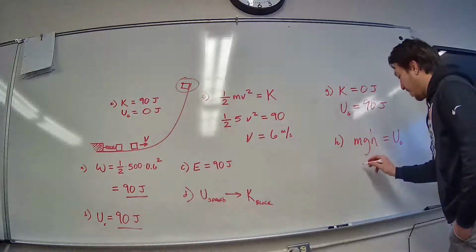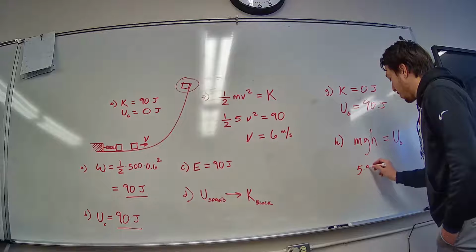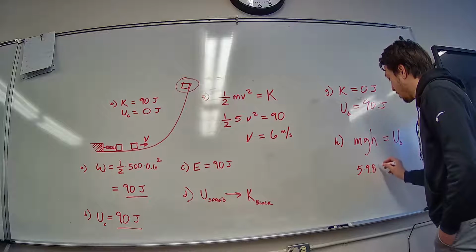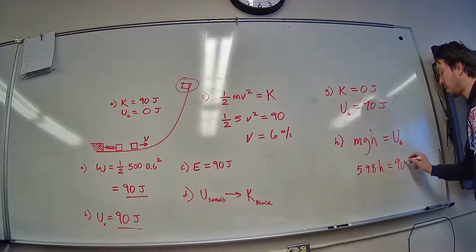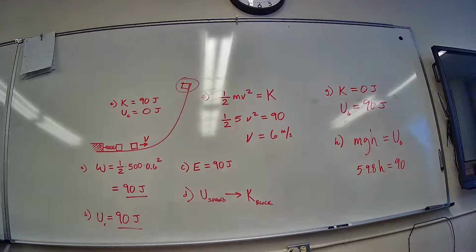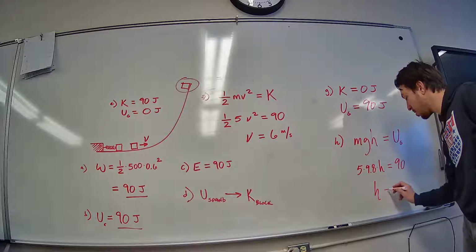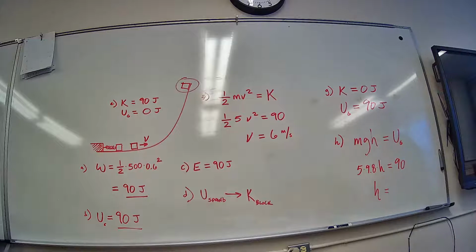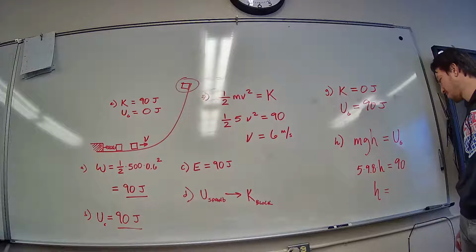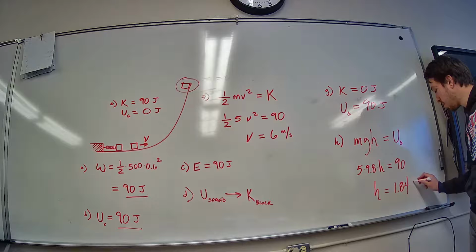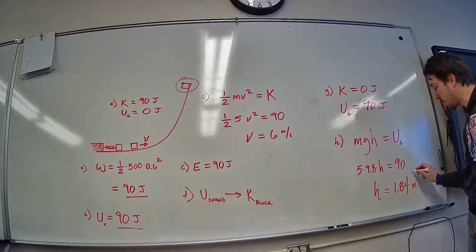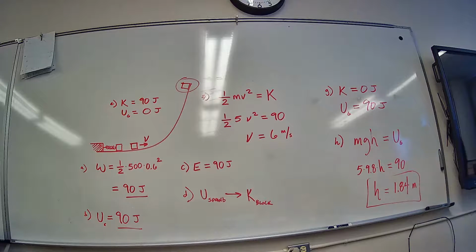So anyway, mass is 5, g is 9.8, h is what we're solving for. The gravitational potential energy is 90 joules. And so what does that come out to be? Like 2, 1.84 meters. Okay, lovely.